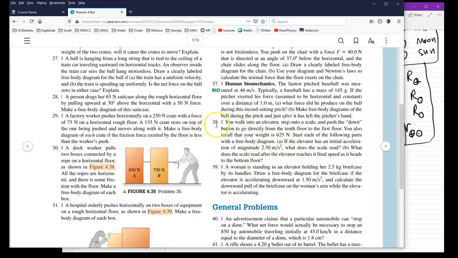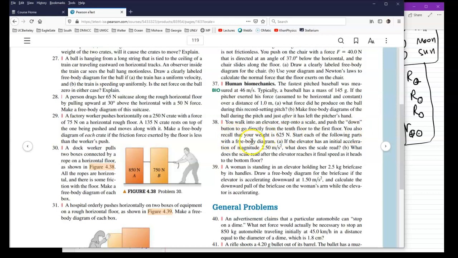There it is right here. It says you walk into an elevator, okay? Step onto a scale and push the down button to go directly from the 10th floor to the first floor. Those floors are not important. But basically, what it's saying is that you walk into an elevator, you stand on a bathroom scale, and then you push the elevator down. Now you're going down.